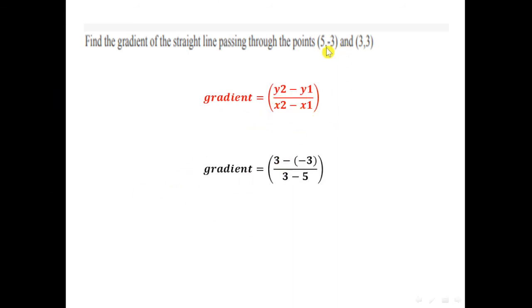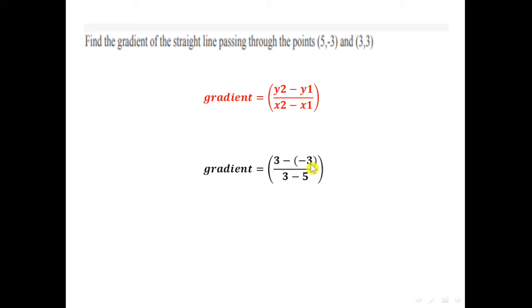So which formula do I use? I use this formula: gradient equals y2 minus y1 over x2 minus x1. I advise you to write on the points: when this is x1, this has to be y1, and when this is x2, this has to be y2. And then you substitute the values in this formula, which will give you like this.